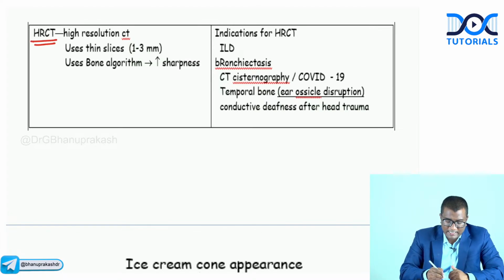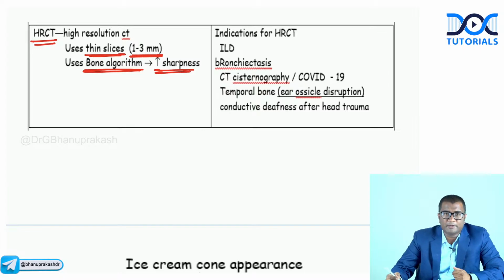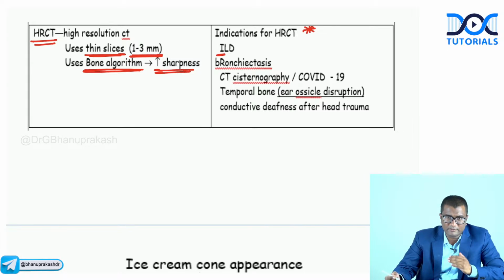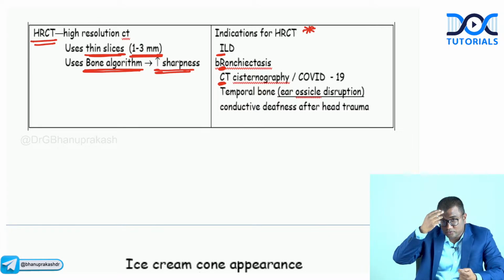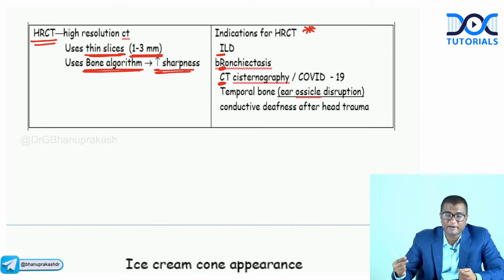It differs from a regular CT scan in that it uses very thin slices of about 1 to 3 mm. Generally in CT scan we take about 1 centimeter, but when you say HRCT, you take very small slices. And in HRCT, we use a special application called bone algorithm, which makes the images appear much sharper. Coming to the indications of HRCT, HRCT is used for interstitial lung disease, whenever we want to look at interstitial septal thickening, for bronchiectasis, for CT cisternography, to look at the fracture of the cribriform plate. You need thin slices, right? So you cannot take thick slices. You want thin slices to look at the fracture of the cribriform plate, to look at CSF rhinorrhea for CT cisternography.